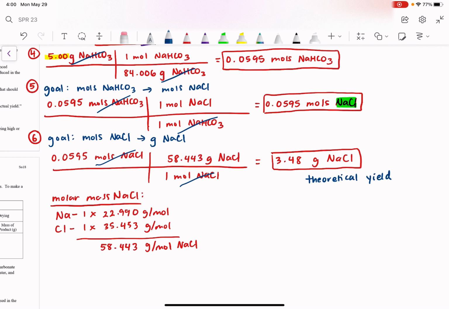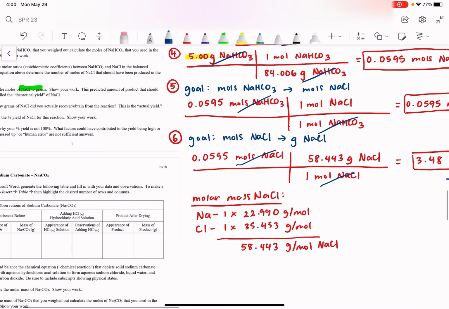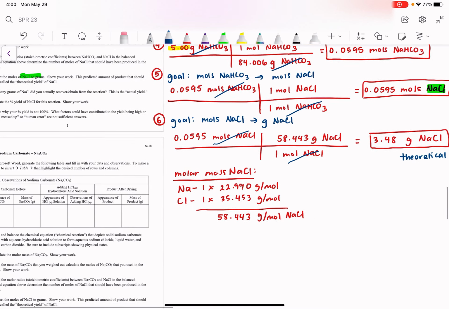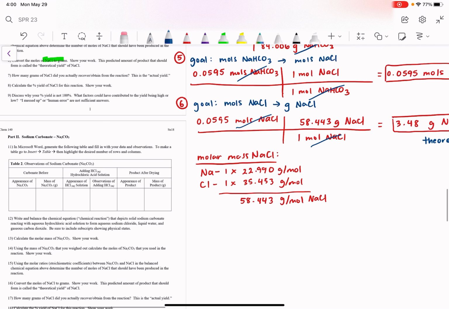That means nothing was lost to the container, no one spilled anything, all kinds of things just went according to plan. But since we're human, that's not gonna happen. There's always gonna be a little bit that's lost. And that's okay, okay? We don't expect your theoretical yield to be exactly the same as your actual yield, what you actually made in lab.